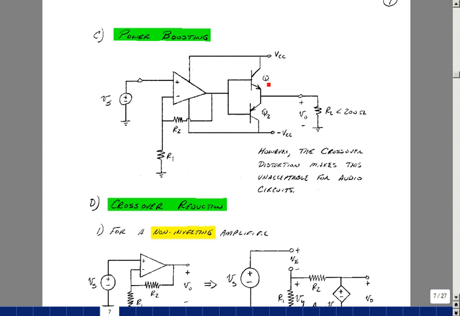The problem with this circuit is that we have that crossover distortion as our transistors are being turned on and turned off. That crossover distortion would be very audible, and so if we had something at 1 kilohertz, we could hear that turning on and turning off of the transistors.